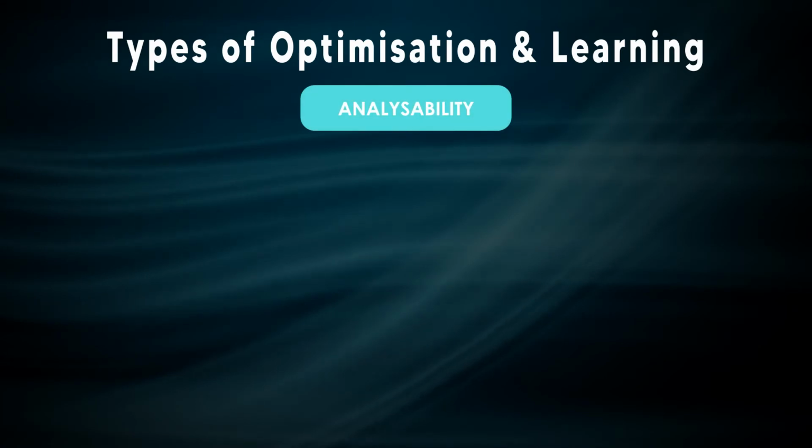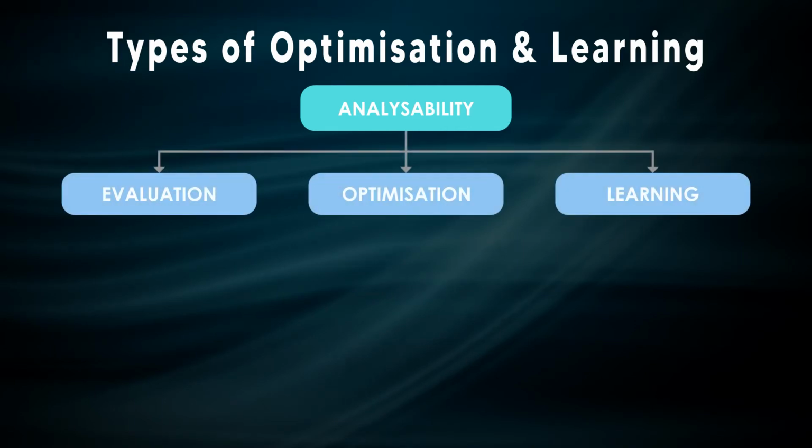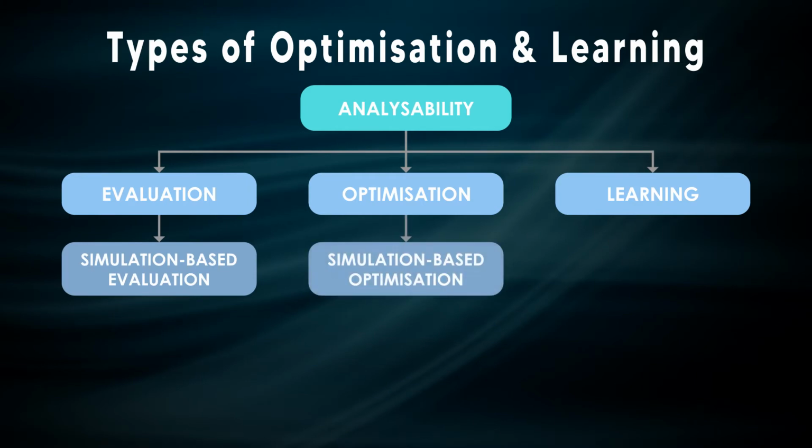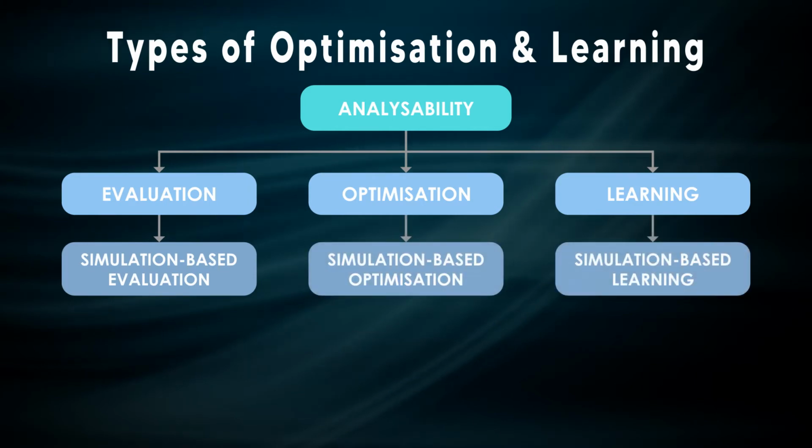Analysability of a digital twin can be divided into 3 main levels, namely evaluation, optimization, and learning, which can be further broken down into simulation-based evaluation, simulation-based optimization, and simulation-based learning. Under simulation-based evaluation, the fundamental purpose of using a digital twin is to evaluate one or more scenarios and collect important statistical information for decision makers.